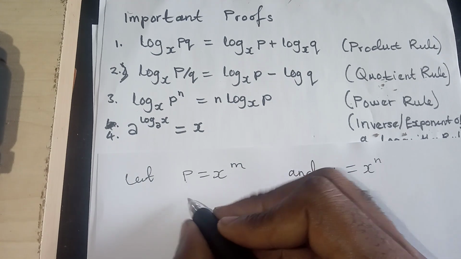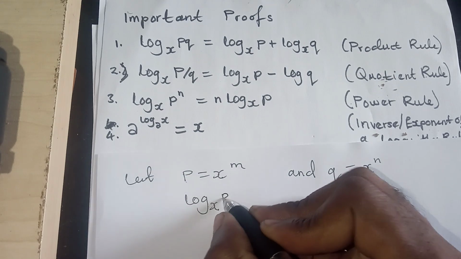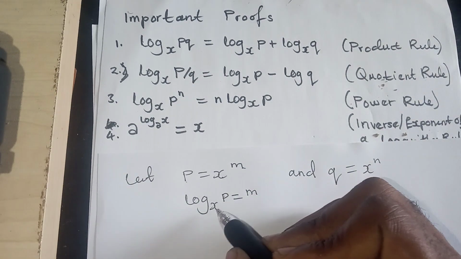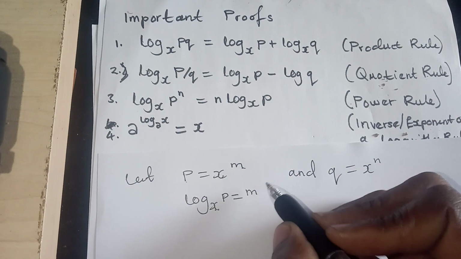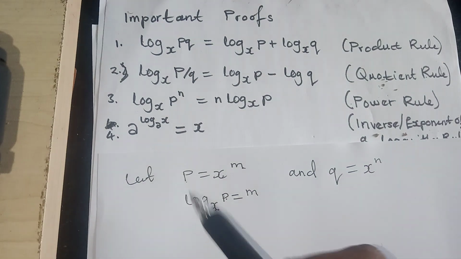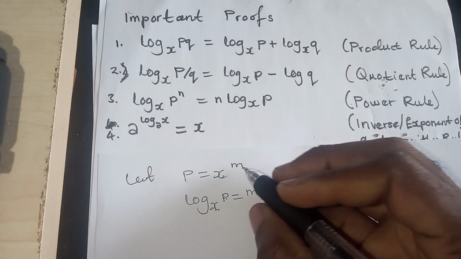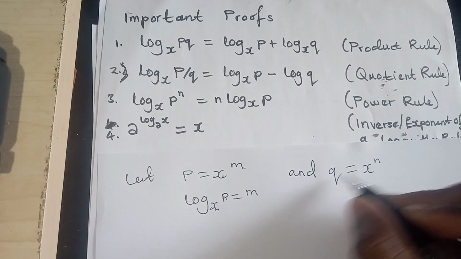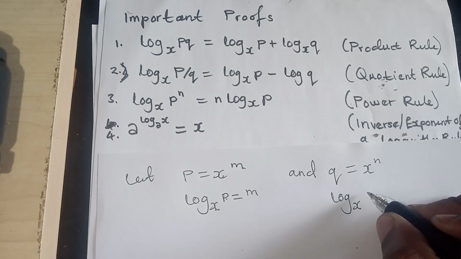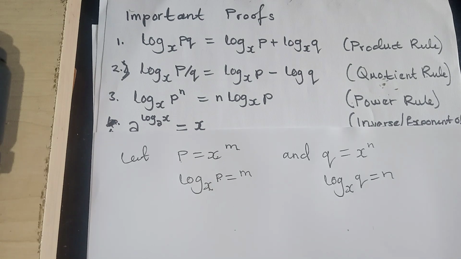One can be written as, to what power should I raise x to get p, and the power is m, like this. So this is the base, and then this is the power, and then this is the, I don't know if I should call it the product, depending on what sign is on m. And then you can do the same thing here. Log of base x of q is equal to n.